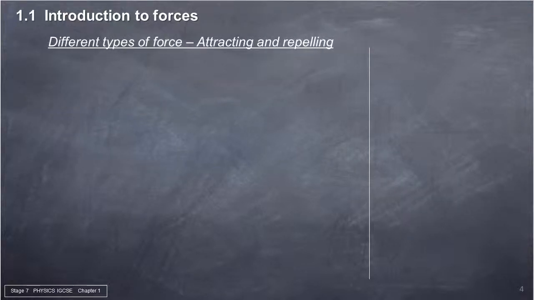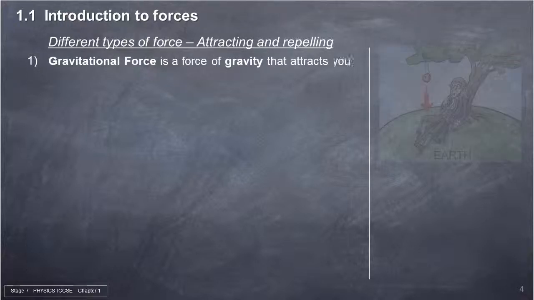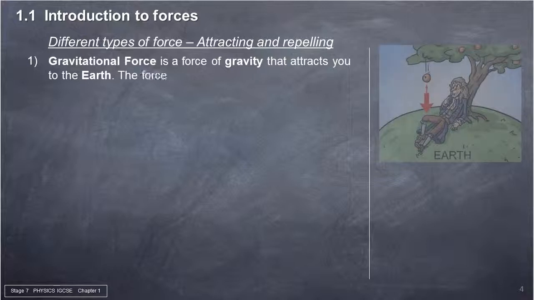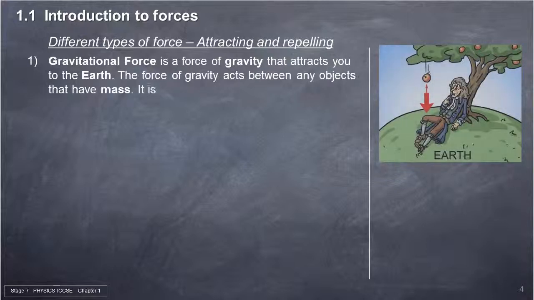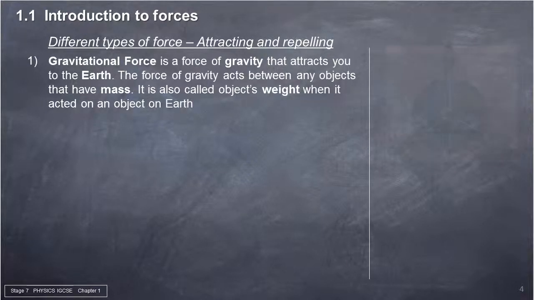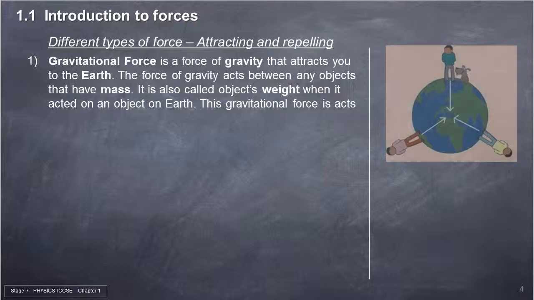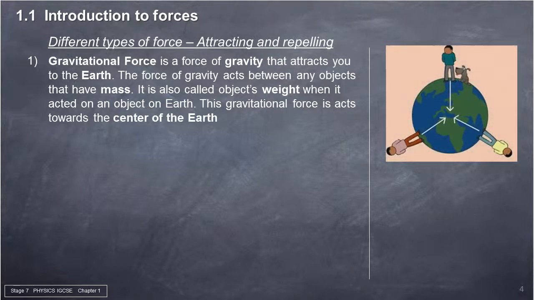Different types of force, attracting and repelling. 1. Gravitational force is a force of gravity that attracts you to the Earth. The force of gravity acts between any objects that have mass. It is also called an object's weight when it acts on an object on Earth. This gravitational force acts towards the center of the Earth.